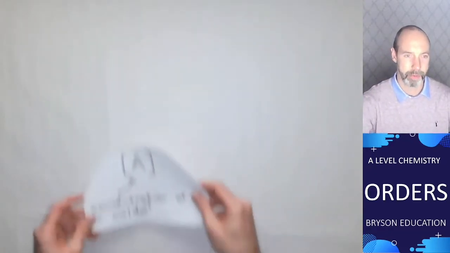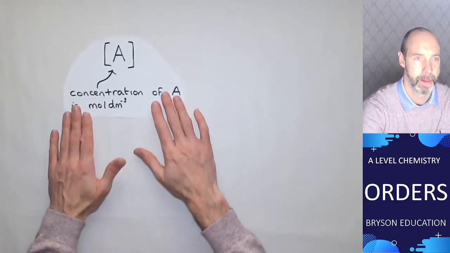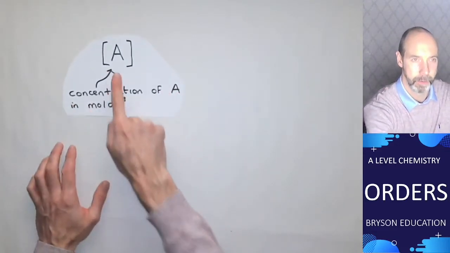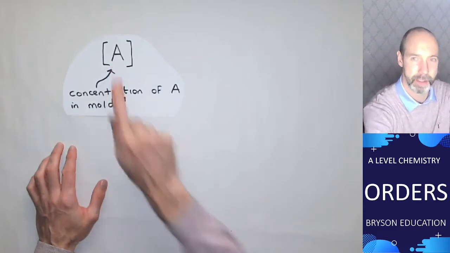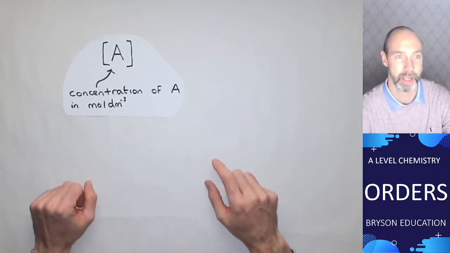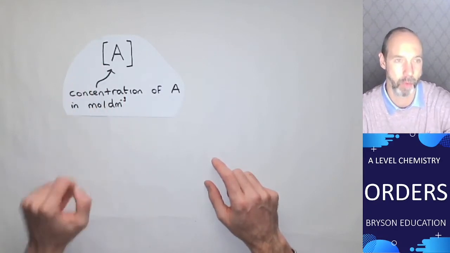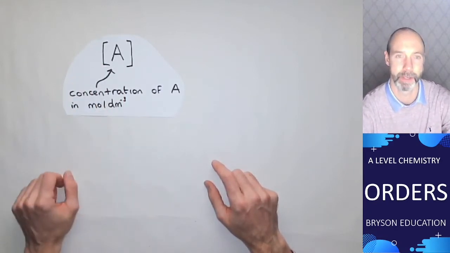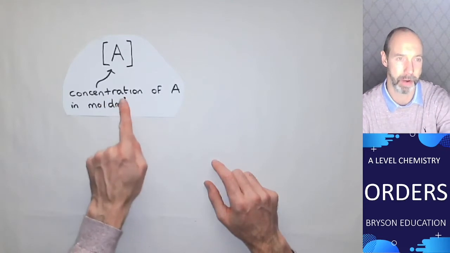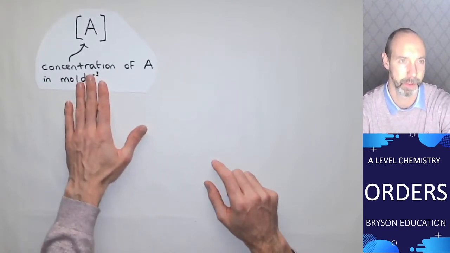Okay, so we're going to start with some prior knowledge stuff. Whenever you see square brackets and a substance inside, so this substance is just substance A, that means the concentration of that substance in moles per decimeters cubed. So square brackets A means moles per decimeters cubed of A.